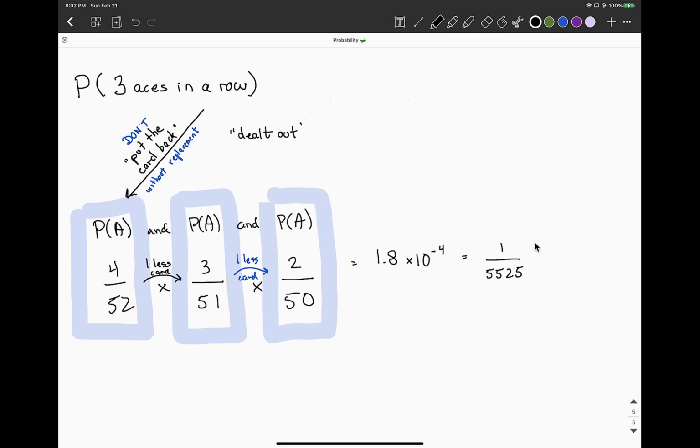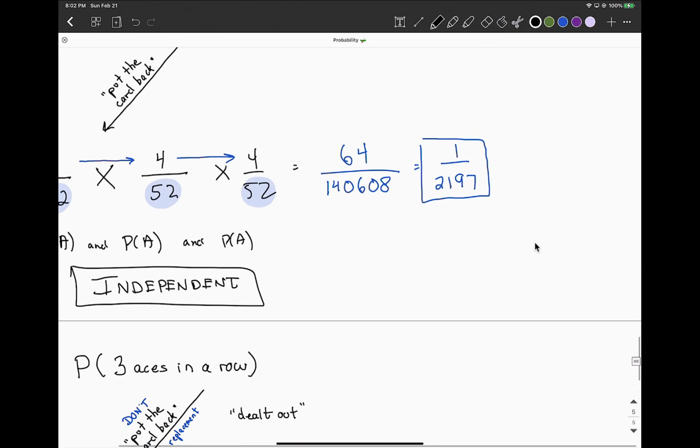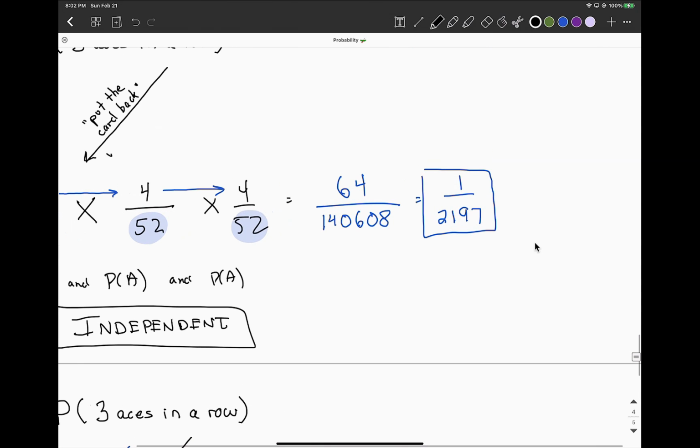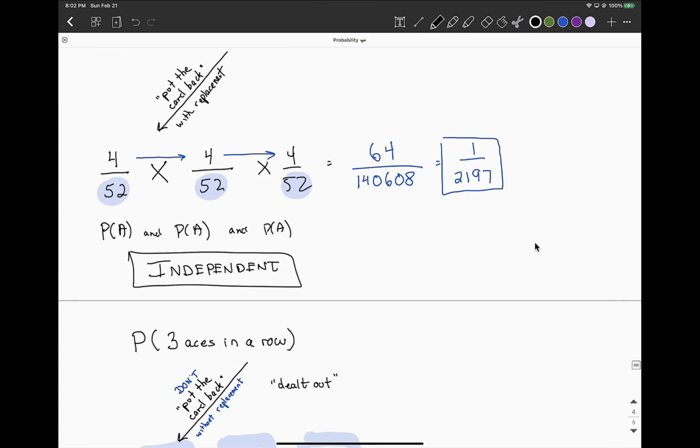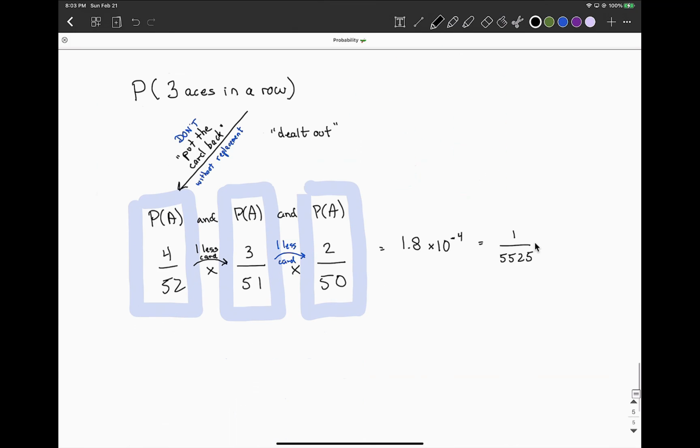So in a more realistic scenario, like playing a game of poker, where cards are being dealt out and people are keeping the card and the deck is getting smaller, it is incredibly hard to get 3 aces in a row compared to if those aces kept going back in. And this is usually called with replacement.